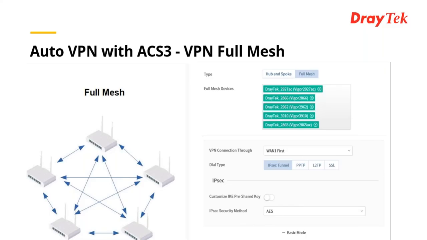With full mesh, a tunnel is created between each device in a mesh topology, so they're all connected to each other. To create VPN within multiple branches, you go in the VPN setup page and set the type to full mesh. All the devices within the network will be populated under the full mesh devices. Set the tunnel type to IPsec. Here we're using IPsec, but you can select any protocol that you wish to use.